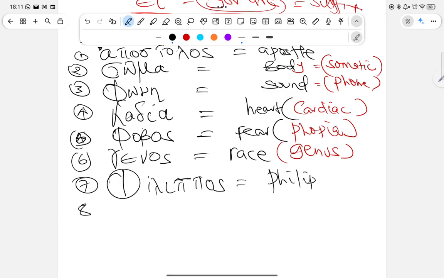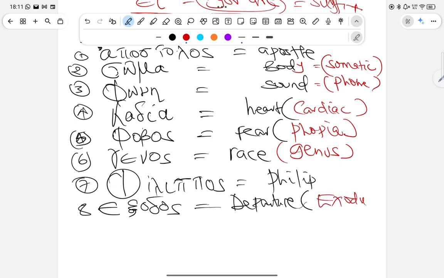Okay, number 8 is Exodus, epsilon, xi, omicron, delta, omicron, sigma, which is departure. But you can think of, so notice how the word Exodus is actually Greek in its origin, at least in its root.